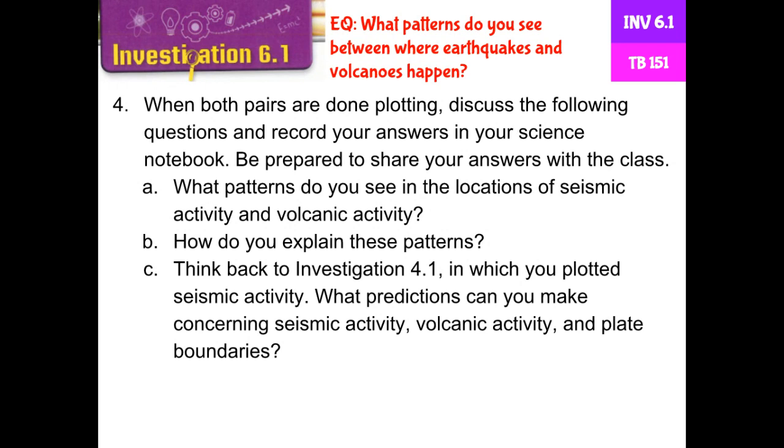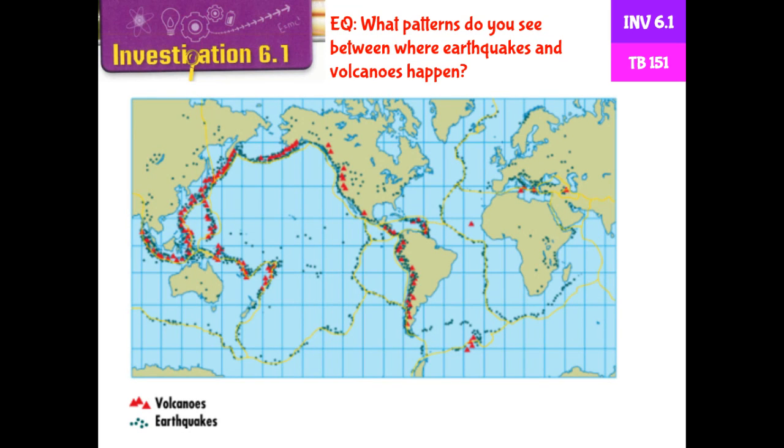Number 4, we're going to be answering. When both pairs are done plotting, discuss the following questions and record your answers in your science notebook. A, B, and C, all 3 of these will get written into your notebook. And here's a map that we took off of Google, and it shows where the plate boundaries are in yellow, the volcanoes are in red, and earthquakes are in blue dots.